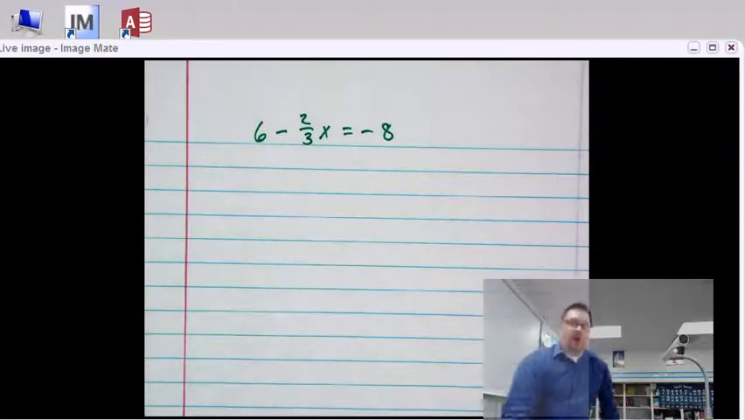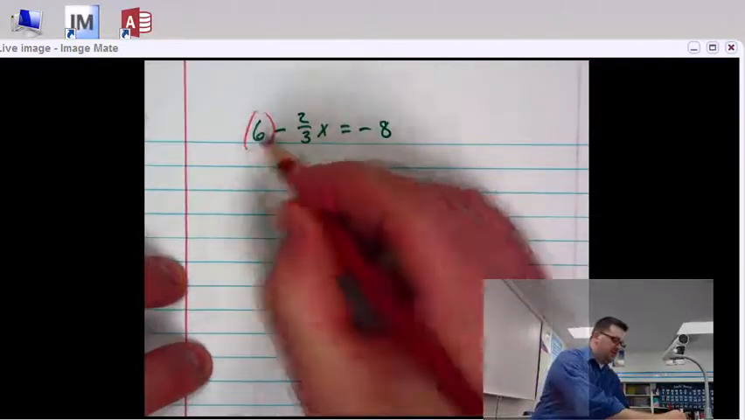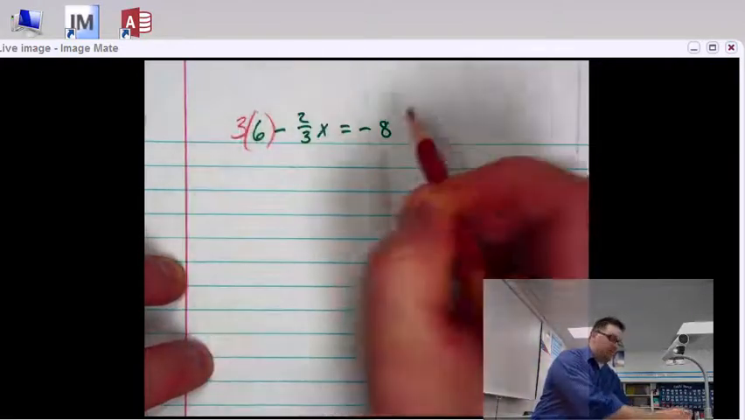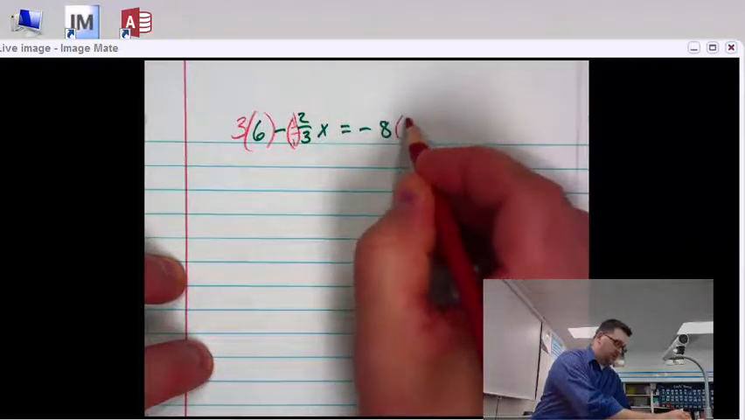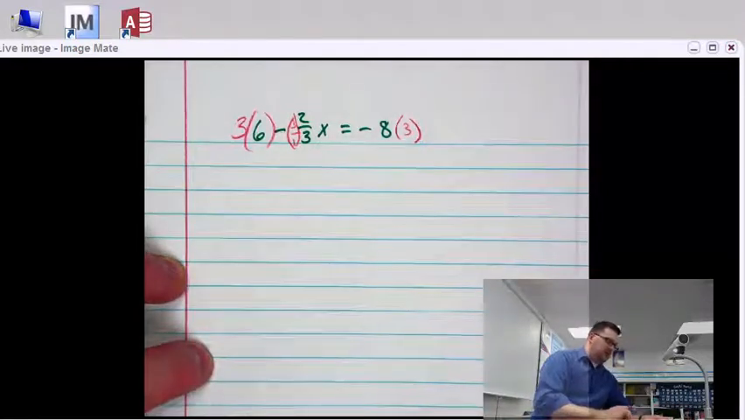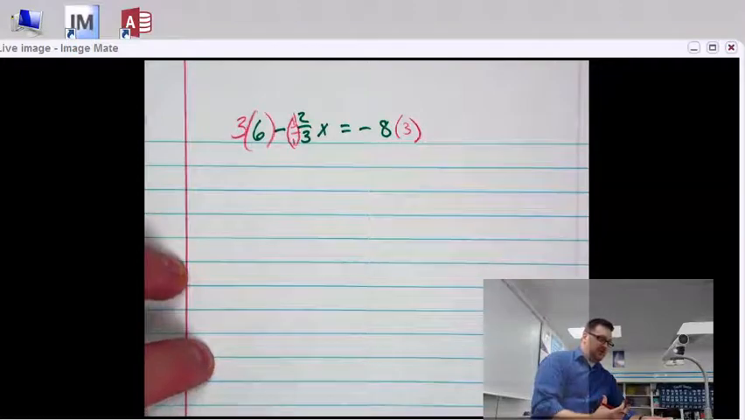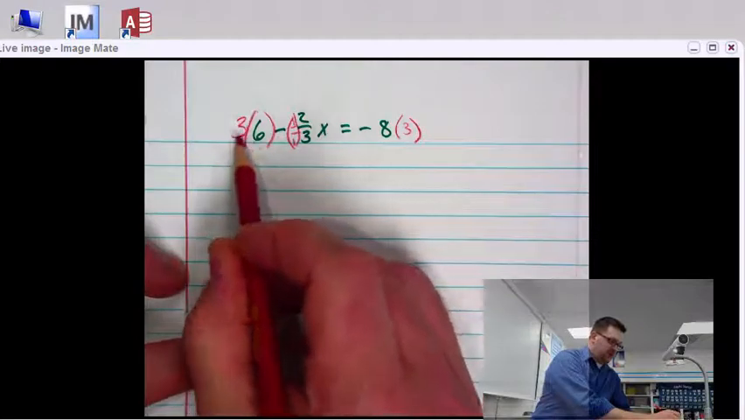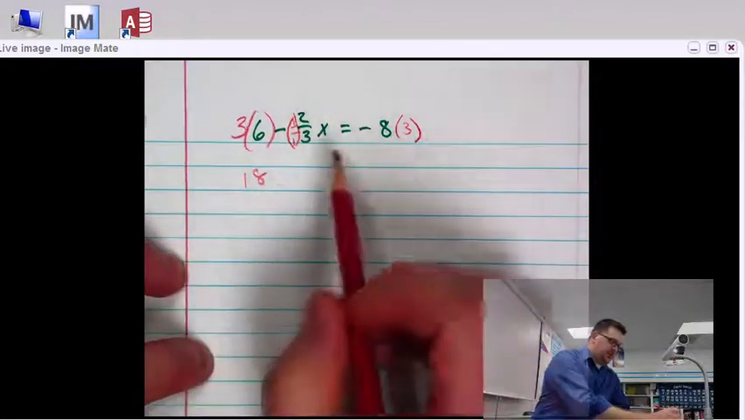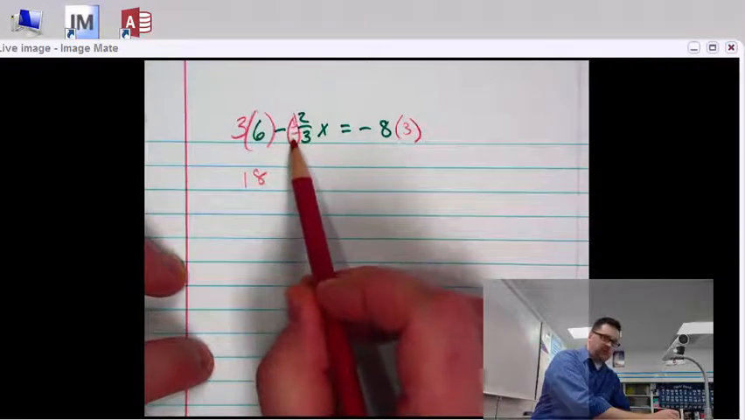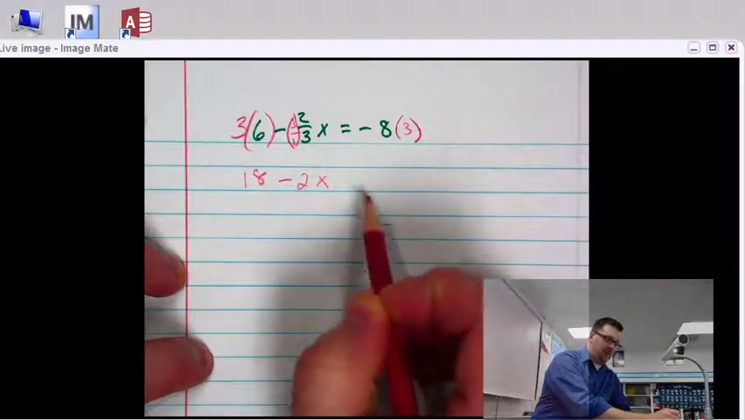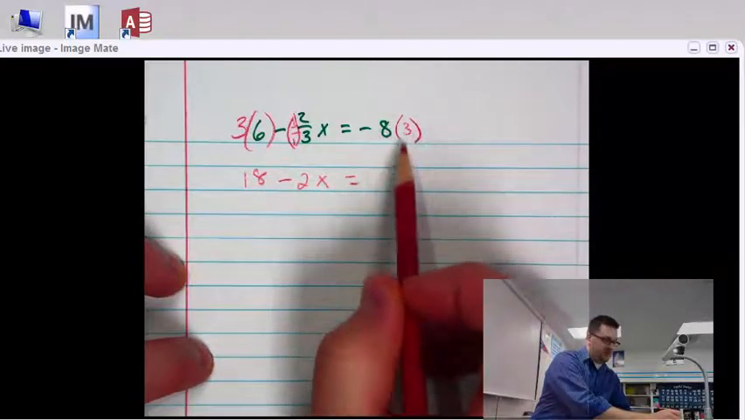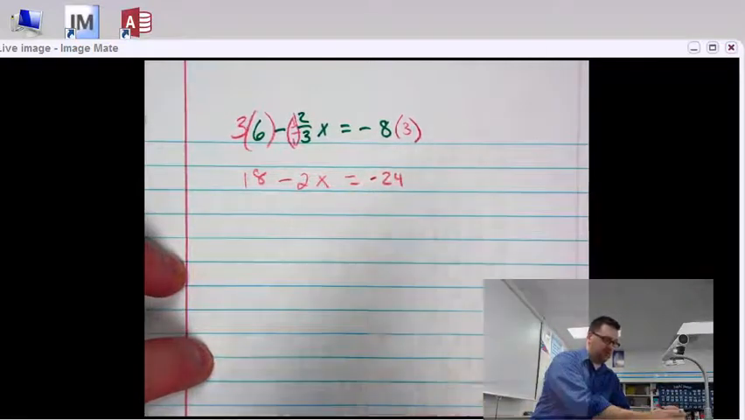So what I would do is take every piece of this equation and multiply by 3. Technically 3 over 1 when we're dealing with fractions. The reason I would do that is because that's the opposite of division, which should help me get rid of the fractions if I do this correctly. So let's see what happens. 3 times 6 is 18. If I use my calculator and do 3 over 1 times 2 over 3, that will give me 2. So I have minus 2x equals, just do the multiplication here, -8 times 3 is -24.